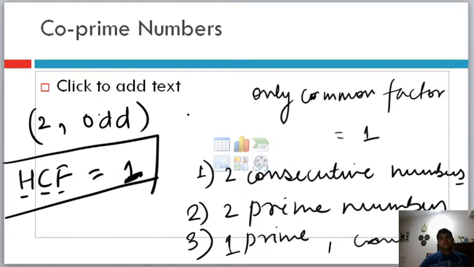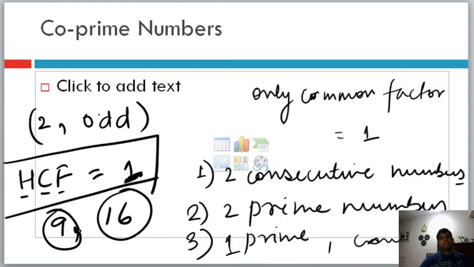Now there is also a chance that two composite numbers are co-prime numbers. For example, 9 and 16. 9 is a composite number, and 16 is a composite number, but mutually they don't have a common factor. So there might be some questions which say that two composite numbers can never be co-prime. So do not fall into that trap. Two composite numbers separately are composite numbers, but they can be co-prime. Yeah, so keep that in mind.